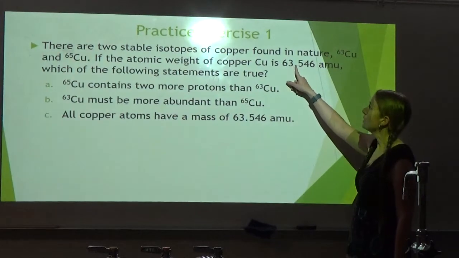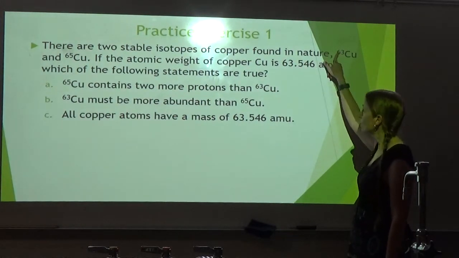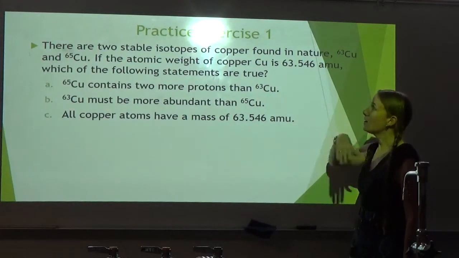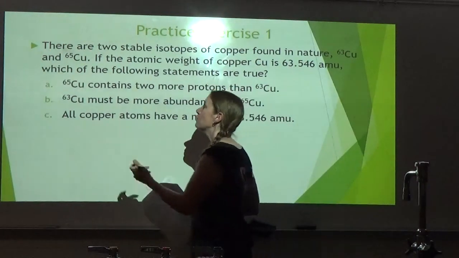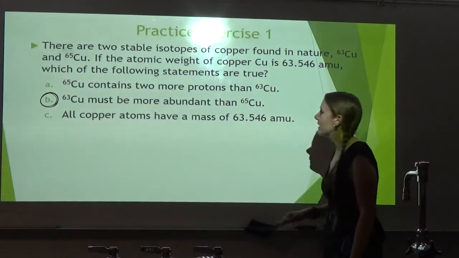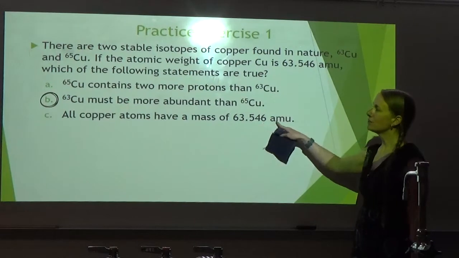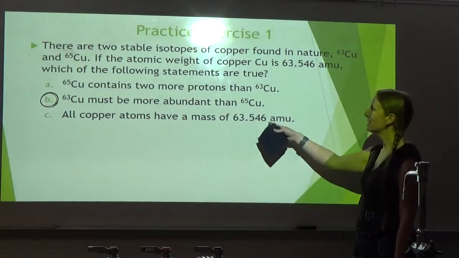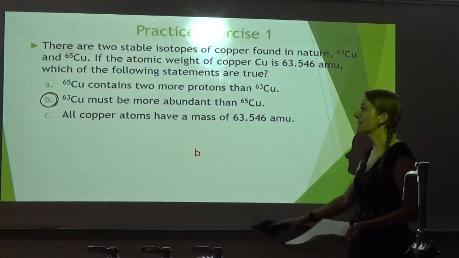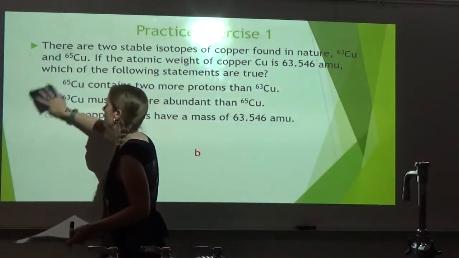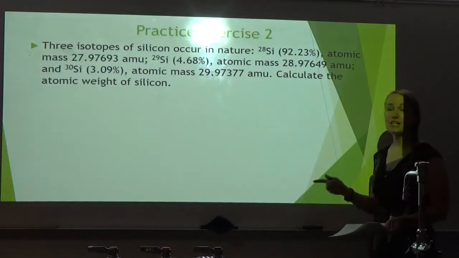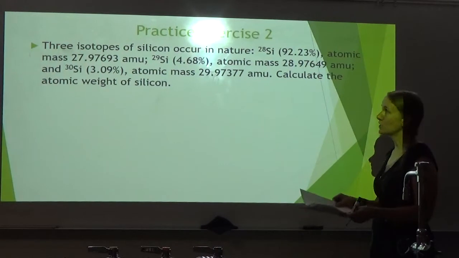Well, if you look, 63.546 is closer to 63 than it is to 65. The closer the atomic mass is to one of the isotopes, the more abundant that isotope is. All right, that's what that means. Oh, and then of course, C says all copper atoms have a mass of this. Remember, that's the average. So each copper atom does not have that mass. That's just the average mass once you combine all the isotopes by their percentage. All right, so make sure you're practicing these on your own. Don't just watch me do them.